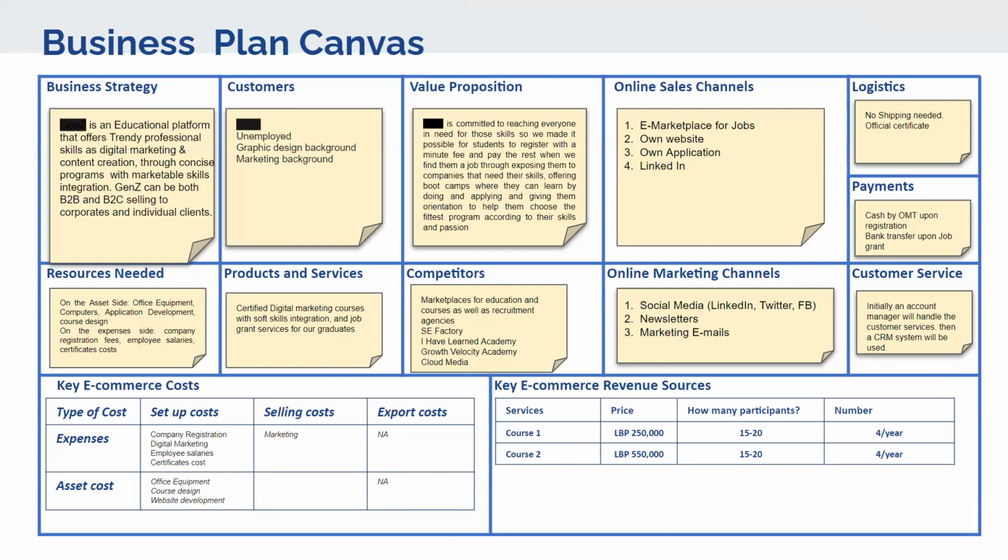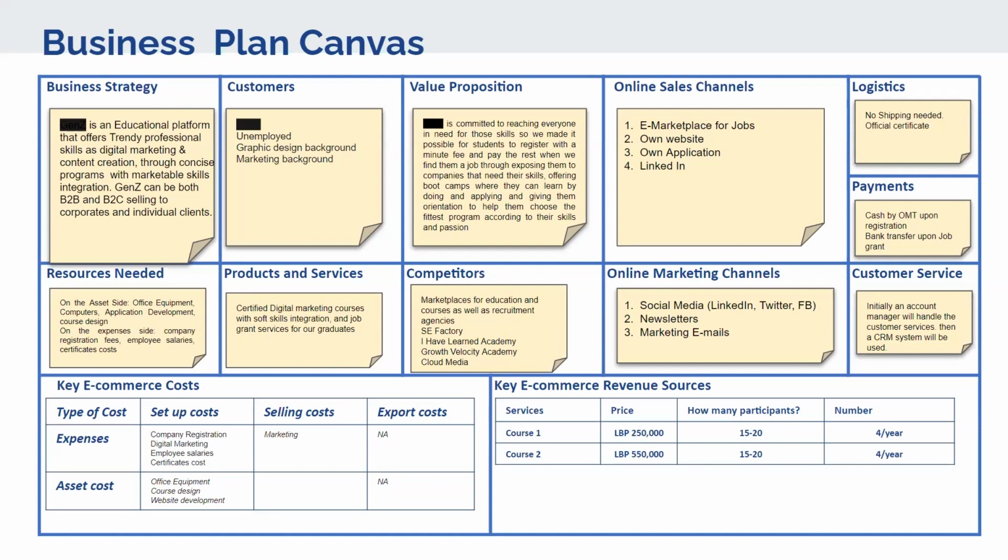We talked about the value proposition, what makes this company unique vis-a-vis others. The online sales channels are an e-marketplace and their own website. The founder was planning on doing their own application, or they also did some courses on LinkedIn. As for logistics, you don't really need to know logistics because you're not in e-commerce, you're not selling a product, but you might need to ship the official certificate that the company will be providing once the course is done. So they would need to send the official certificate via mail.